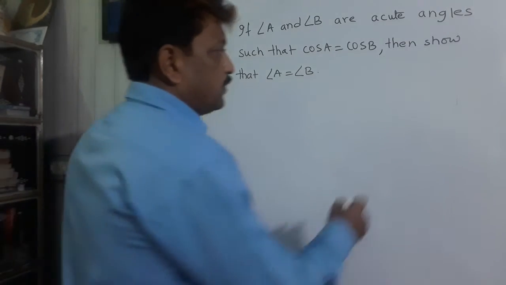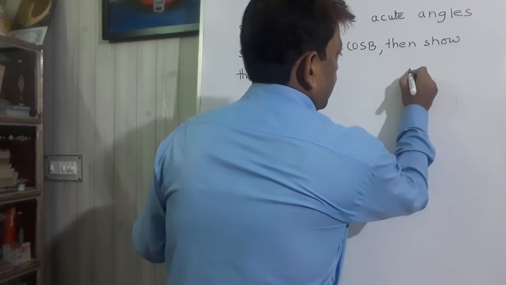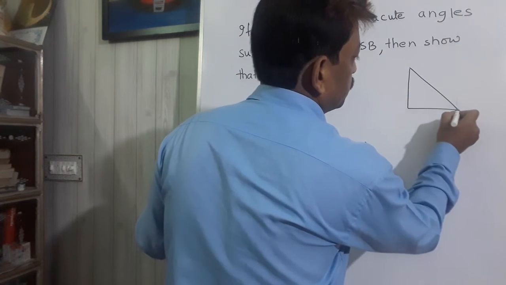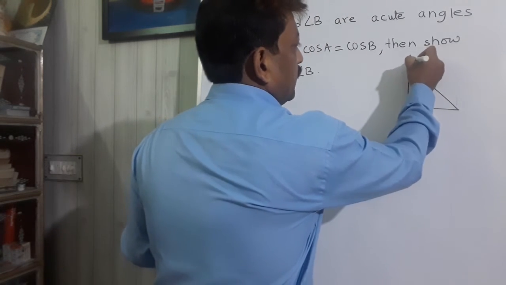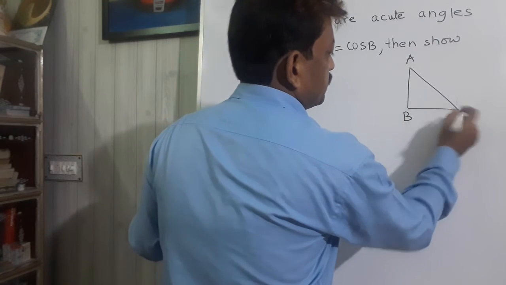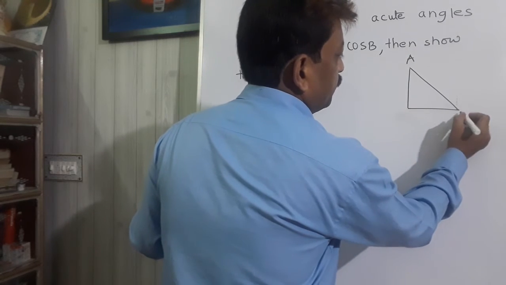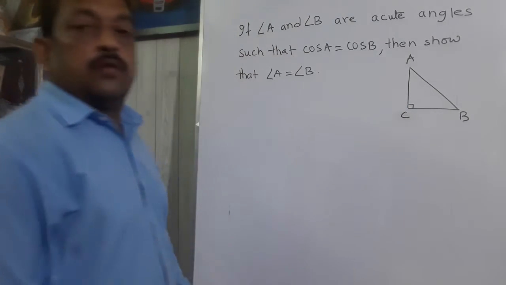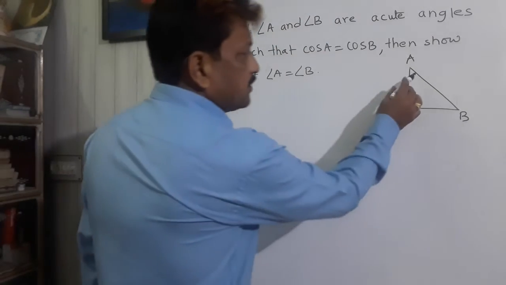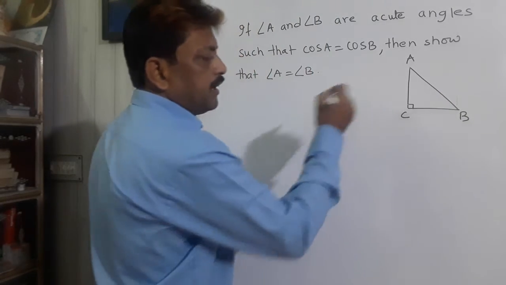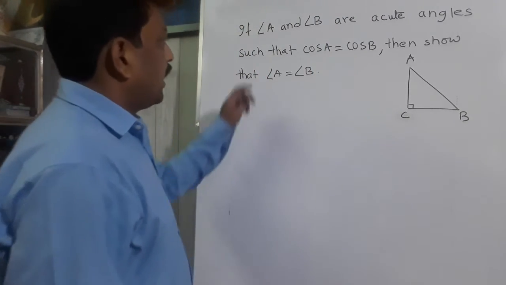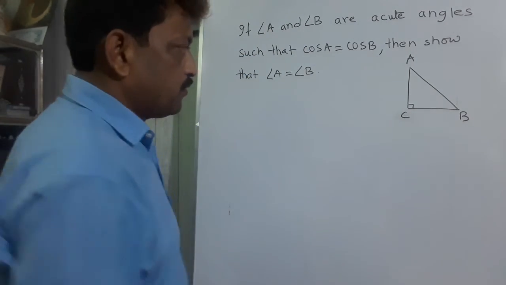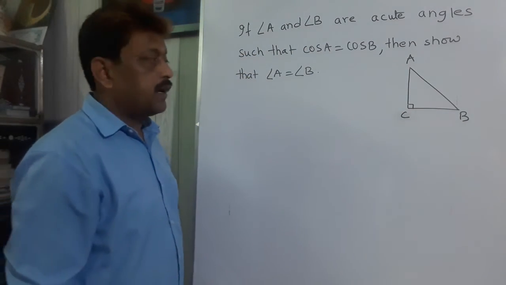Okay, so first of all let me draw a triangle where the acute angles are A and B. The triangle is ABC. The acute angles are angle A and angle B, and angle C is the right angle, as it is mentioned that A and B are acute angles. That's why I have taken angle C as the right angle.